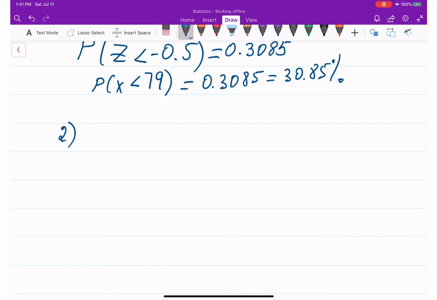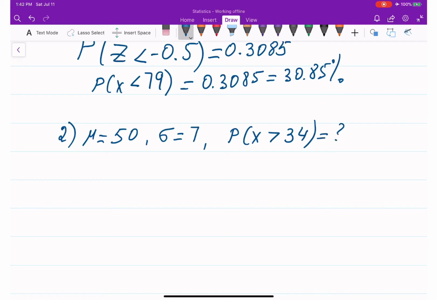Another one, assume that random variable x is normally distributed with a mean is 50, and standard deviation sigma is 7. So we need to find probability of x greater than 34. This is interesting. I just told you that our table is showing less than, which is left tail. So how we are going to deal if we have greater than?